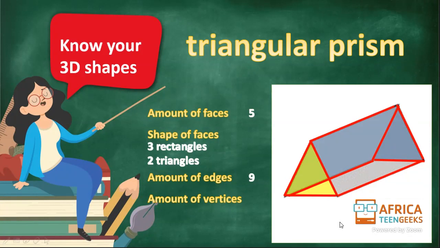And then amount of vertices. I hope you have your shapes in front of you. Quickly circle all the vertices, all the corners. What do you get? Or just look at my picture. Just see where I can put the little black circles.